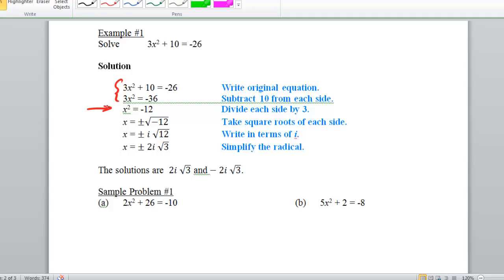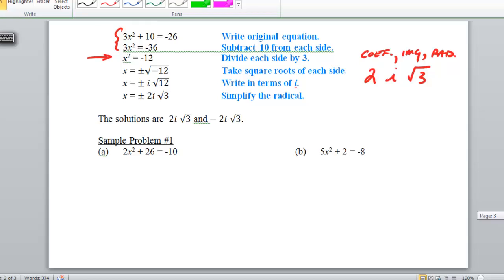Now, let's be very clear here. The order in which you should write this would be the coefficient first, then the imaginary unit, then the radical. So that ordering of 2, then i, then square root of 3 is very important. And we want to do the radical last, and of course the i acts like a variable, so the coefficient should come in front of that. So get comfortable writing your final answer in the correct ordering of those right there.